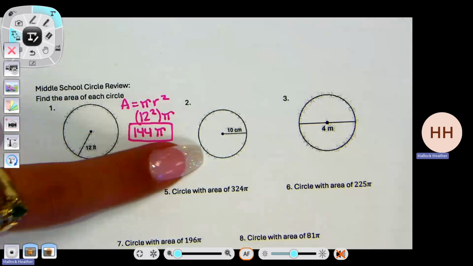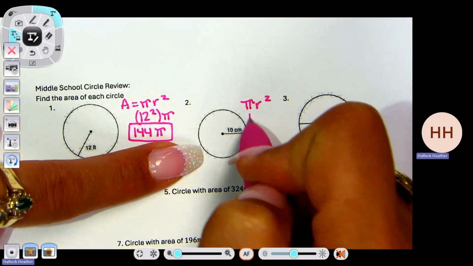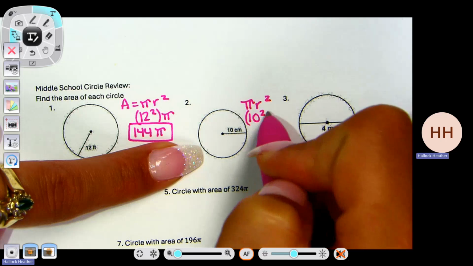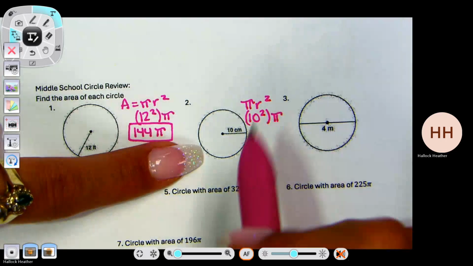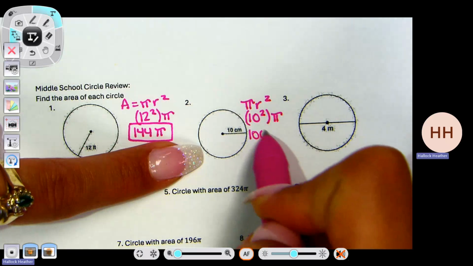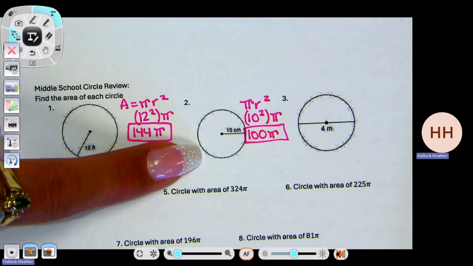Okay, so let's do it again. Pi r squared. Radius now is 10. So I'm doing 10 squared. What's 10 squared? 100. So 100 pi is the in-terms-of-pi answer. If I want to round it to the decimal, I'm doing 100 times the pi button. Which is how much?